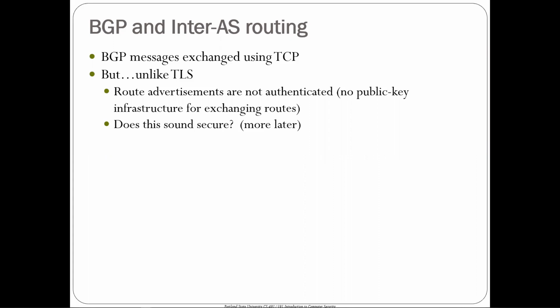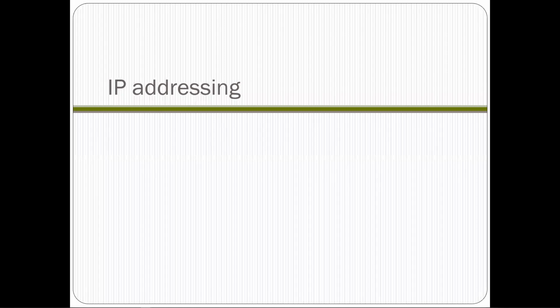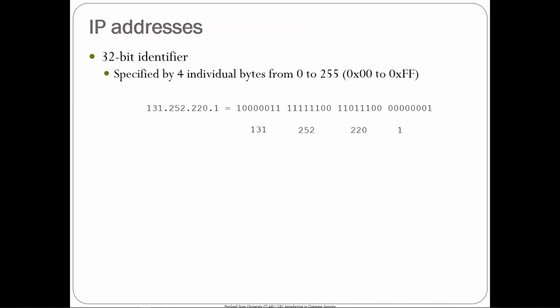Before we can talk about attacks on routing, we have to talk a little bit about IP. In the header, there's a 32-bit identifier for both the source IP address and the destination IP address. Each byte is 0 to 255, or hex 00 to hex FF.